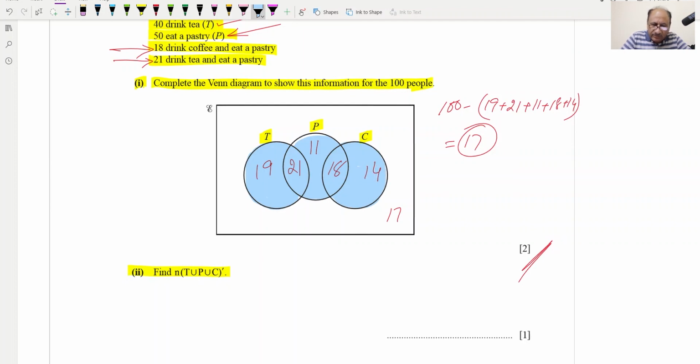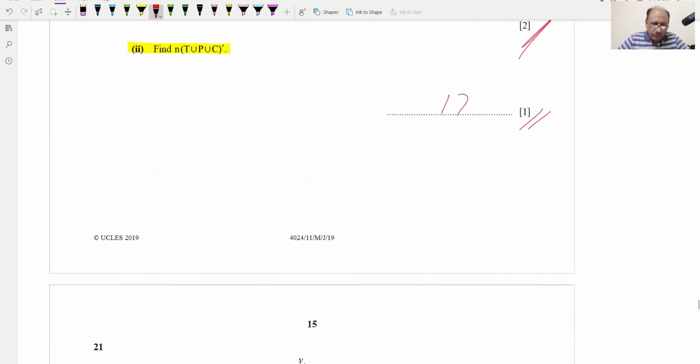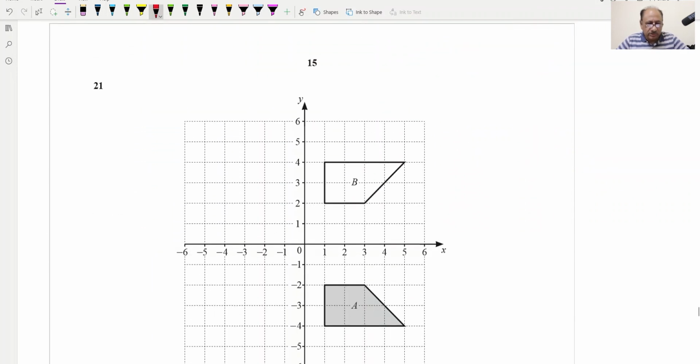Now the complement section is containing, outside is containing only this one, which is 17. So we will write here 17. This is the 1 mark part which we are done with. Now we can move to question number 21.